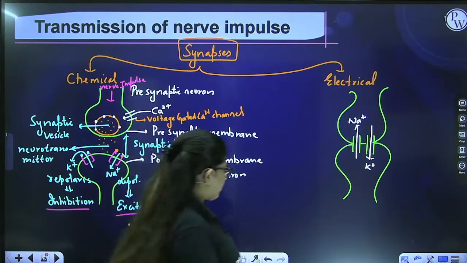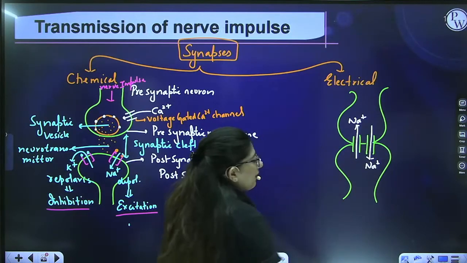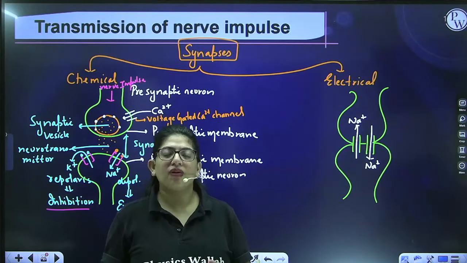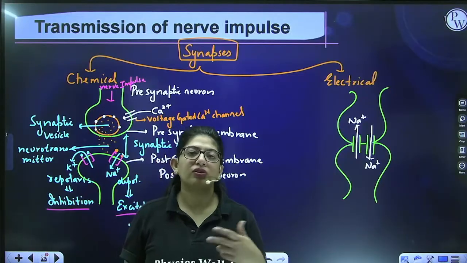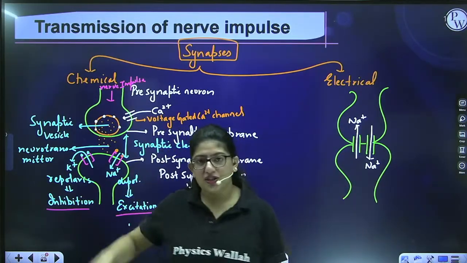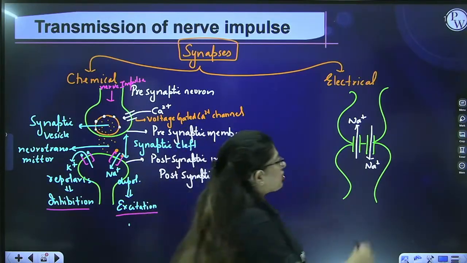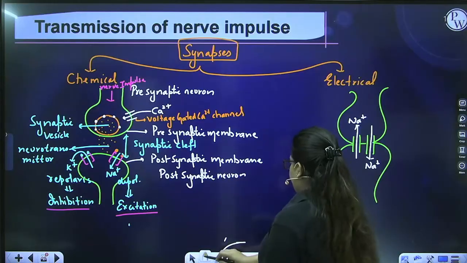Imagine if these both are sodium ions, these both can be moved. As a result, the wave of depolarization can move from one neuron to another, right? So what do you think? Will they be faster or this will be faster? If I say in the electrical synapse, there are just junctions present. What are these junctions? Gap junction.